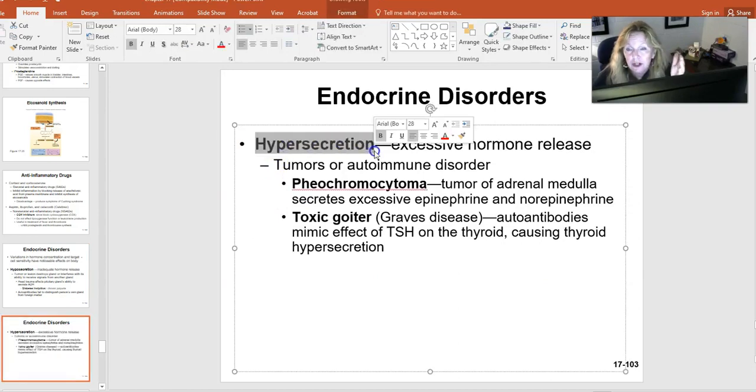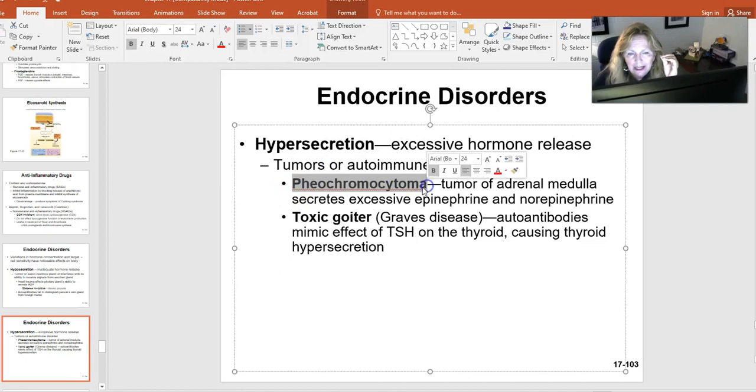Hypersecretions are when there's too much of a hormone being produced. And again, the most common reason for that is tumors. And on occasion, it's because of autoimmune diseases. The most common is tumors. So a treatment is usually to remove the tumor. But anyway, here are some examples of hypersecretions.